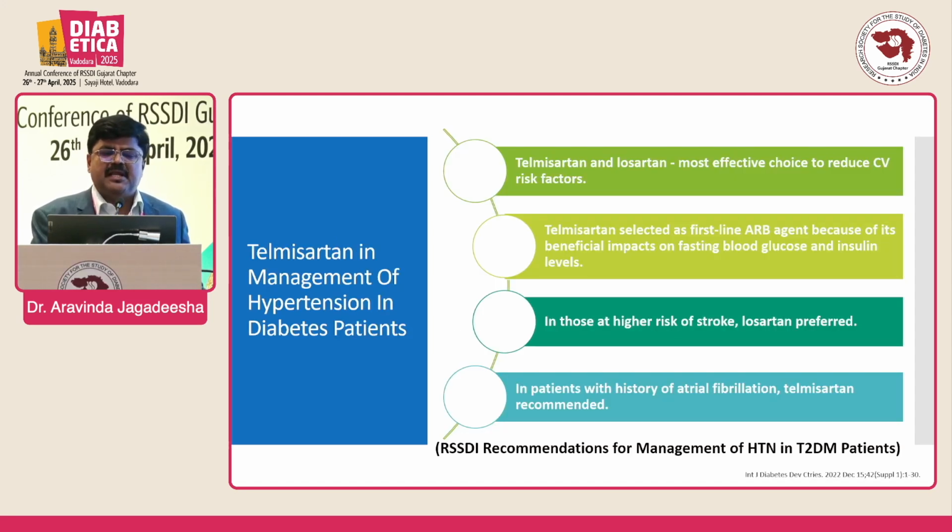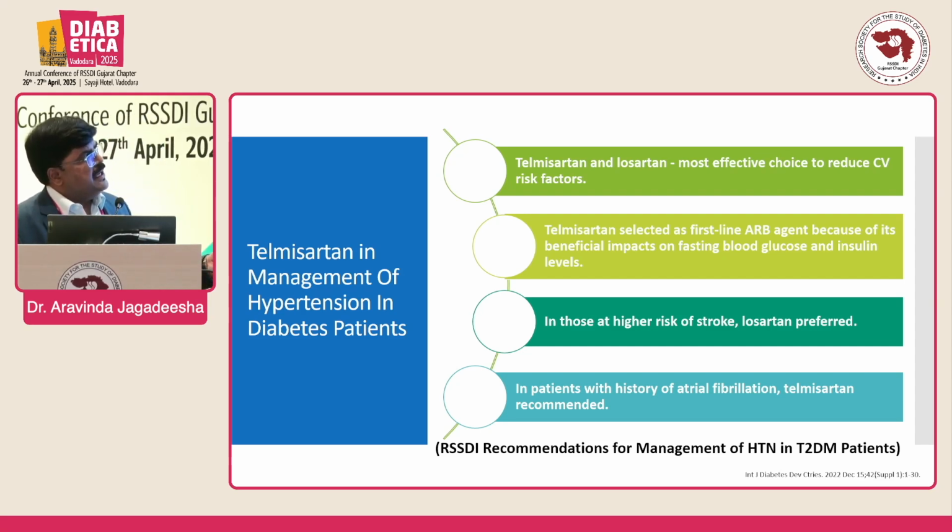So telmisartan, I am sure, is one of the preferred drugs. I am sure we are using it left and right, but a few things you can see. Telmisartan and losartan are the most effective choices to reduce CV risk factors. Telmisartan is selected as the first line ARB agent because of its beneficial impacts on fasting blood glucose and insulin levels. In those at higher risk of stroke, this point is also important, losartan is preferred because of the data availability. In patients with a history of atrial fibrillation, telmisartan also can be considered.